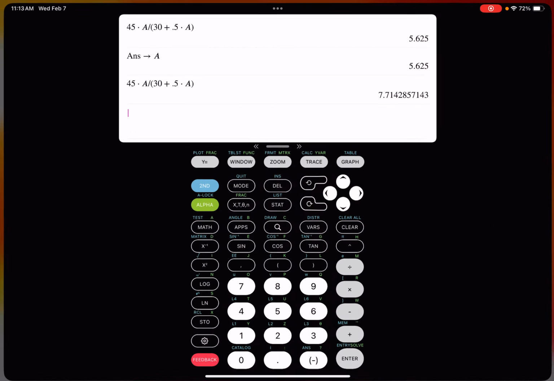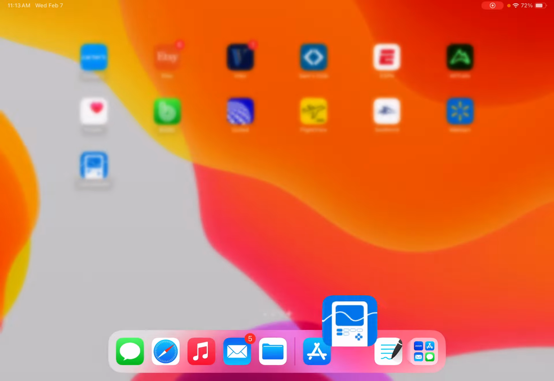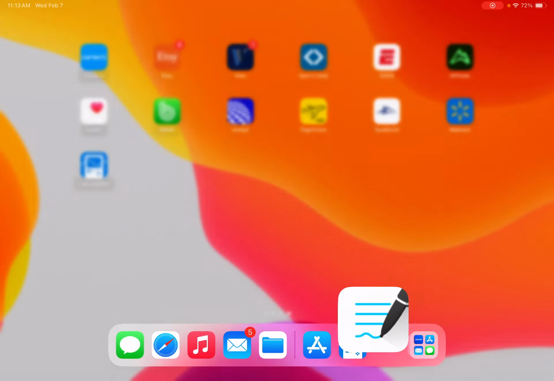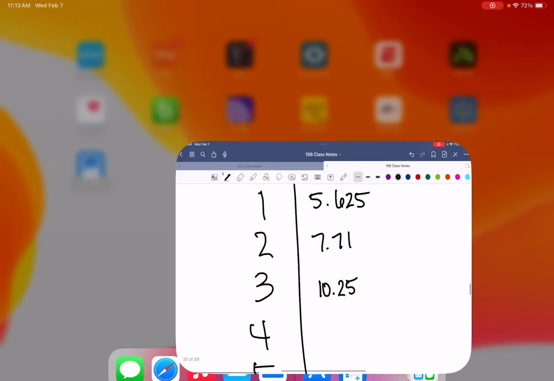Then I'm going to go back to my calculator. I'm going to hit store alpha A, and then go back to that function: second enter, and enter again. And I get 10.25. I'm going to keep doing this over and over again until I get all the values that I need. So store alpha A, enter, second enter, enter, 13.14.